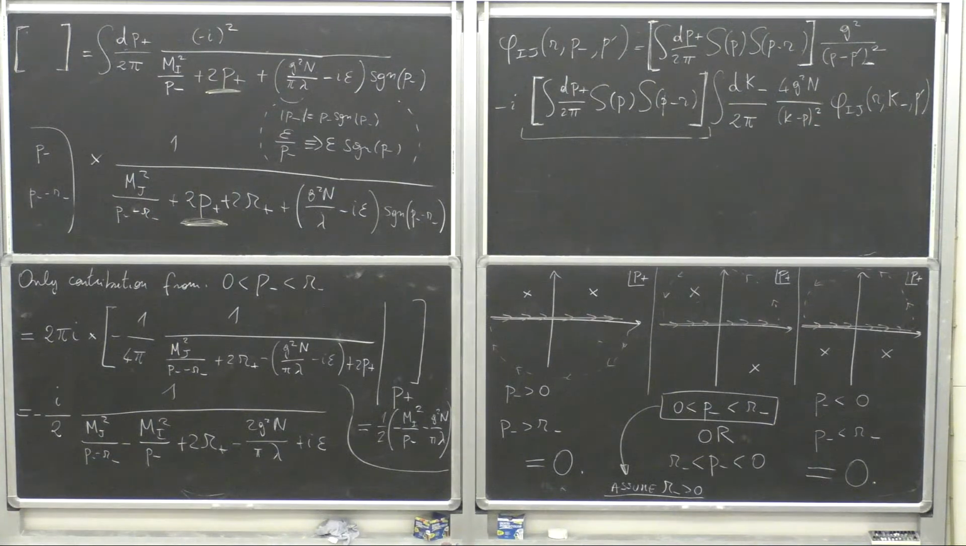Okay, so let me stop for a second because this was a bit of a calculation. Are there questions about this? So is it clear what we did? We just picked the pole in the upper half plane and we computed the residue. And the residue is just the second fraction evaluated at the position of the pole of the first one. Okay, are we happy?